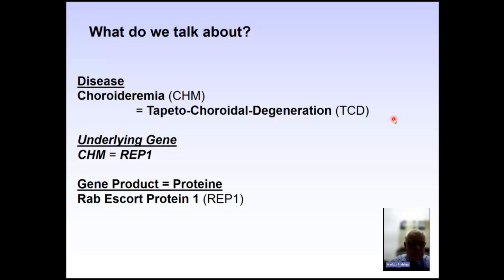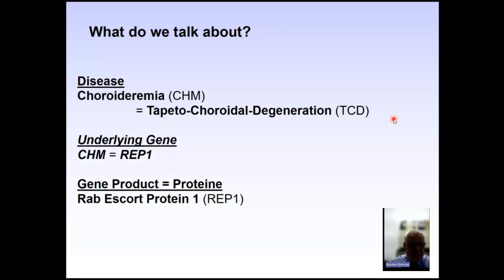Before we can start, we need to talk about some definitions. Nowadays, the disease is called choroideremia. In former times and older references, you may find the expression tapetochoroidal degeneration, which refers to the fact that in choroideremia, the patients lose the retinal pigment epithelium, RPE, as well as the retinal structures. Therefore, this definition of tapetochoroidal degeneration is a pure description of what you see when you do a funduscopy.